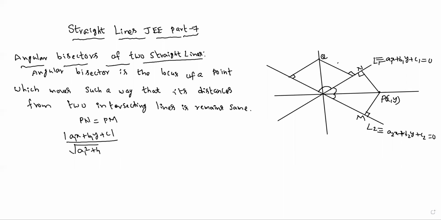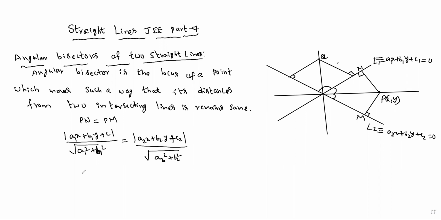A1 square plus B1 square is equal to, similarly, PM is the perpendicular distance from point B to the second line, that is (A2x plus B2y plus C2) divided by square root of A2 square plus B2 square.